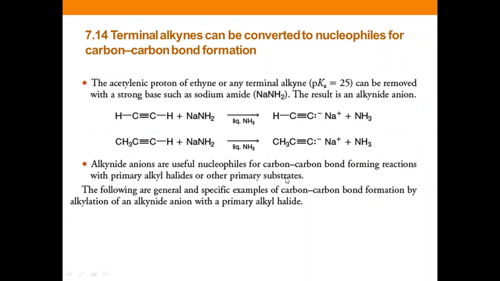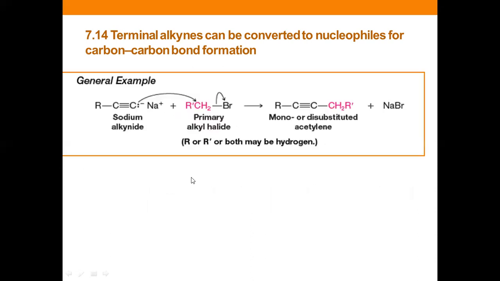Okay, so the following: general alkynide ions are useful nucleophiles for carbon-carbon bond forming reactions with primary alkyl halides or other primary substrates. They are useful nucleophiles, or actually a base, especially if we react this one with an acid. They are also useful nucleophiles for carbon-carbon bond formation reactions with primary alkyl halides or other primary substrates.